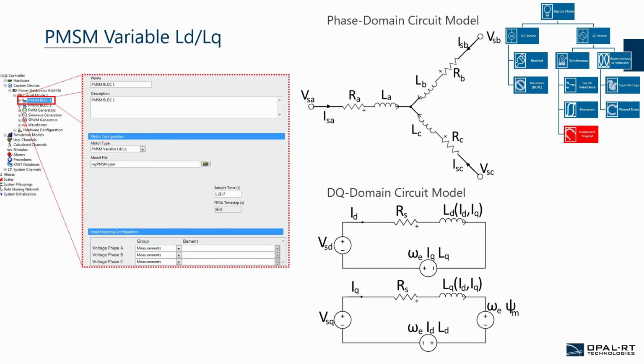The PMSM variable LDLQ model is a medium fidelity machine model. The equivalent circuits are similar to the constant LDLQ, except instead of having constant values for the inductances, they're now variable inductances and are dependent upon the state of the machine. Specifically, how much direct and quadrature current is being generated. We define the parameters with a file called the external model file that follows a defined JSON schema.